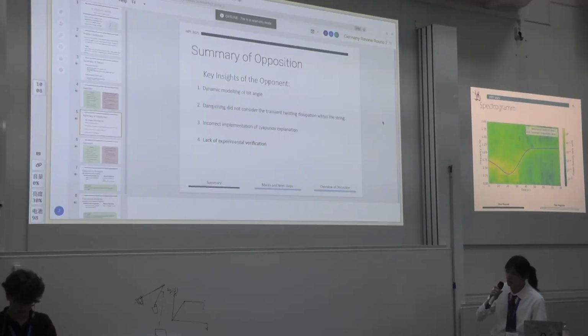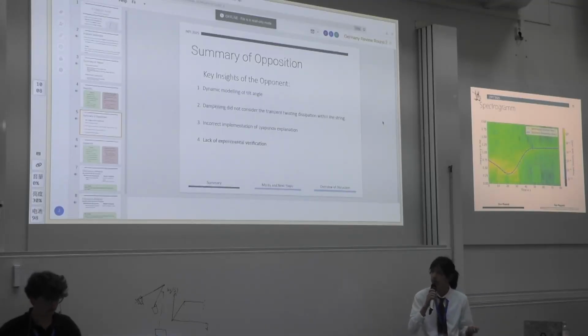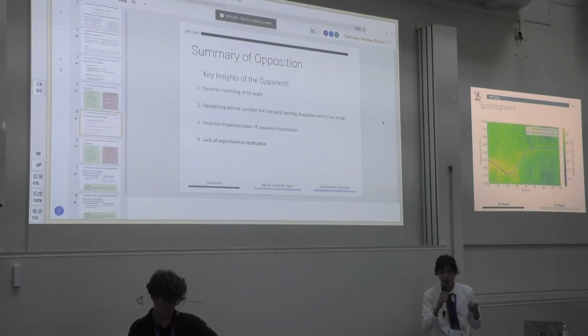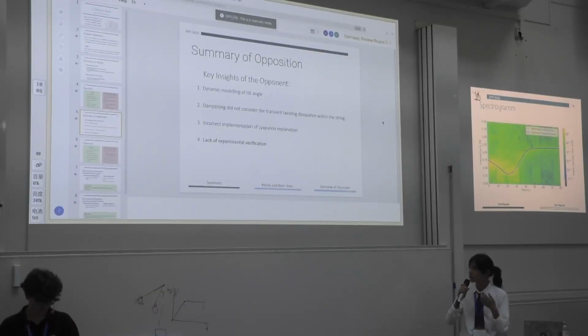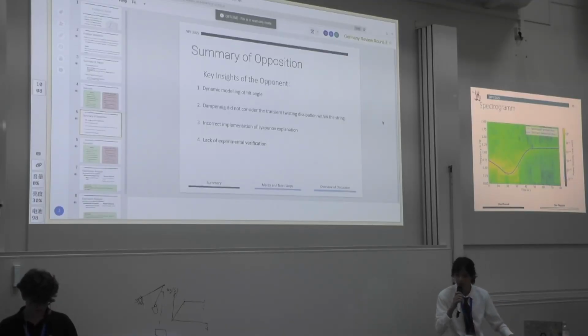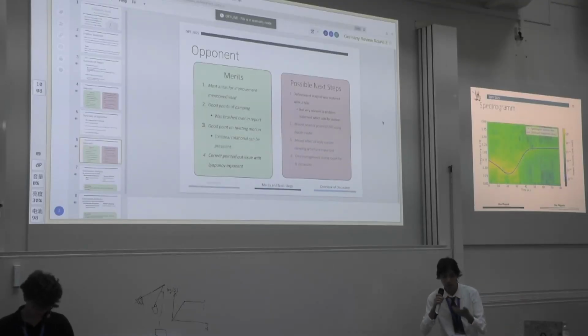So for the summary of the opposition, they had some very good key insights. They talked about the dynamic modeling of the tilt angle, which I agree is very important. They talked about how dampening did not consider the transient twisting dissipation within the swing, which is also very important. And they talked about the incorrect implementation of Lyapunov exponent and lacking experimental verification. All of the points which I agree with.